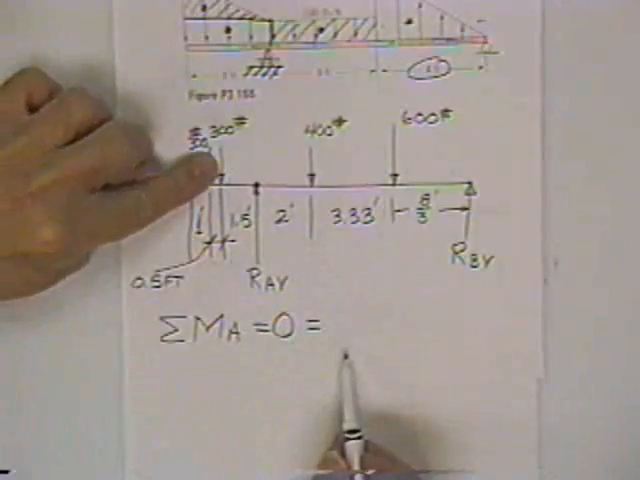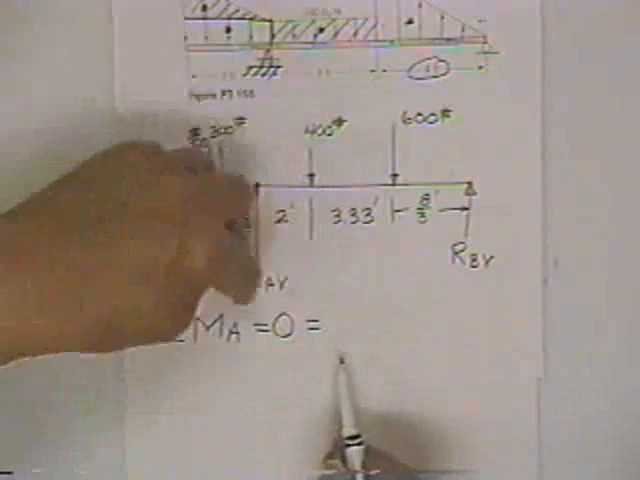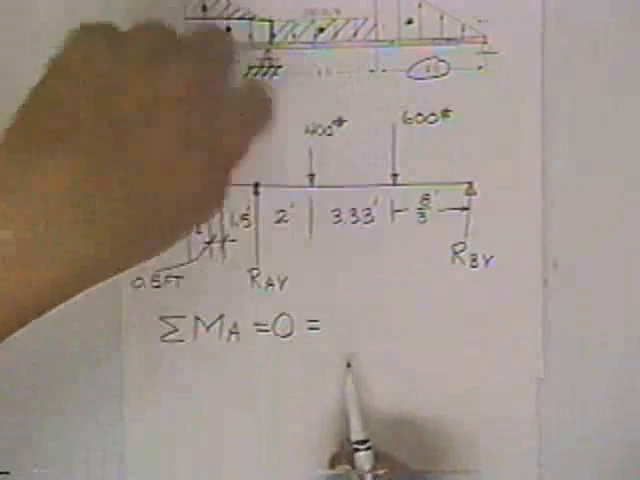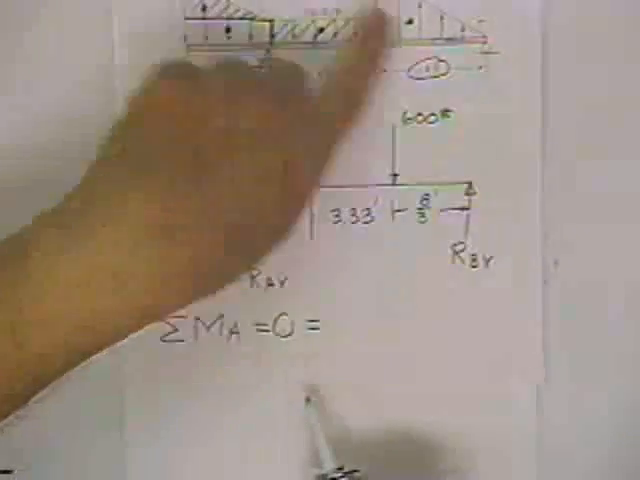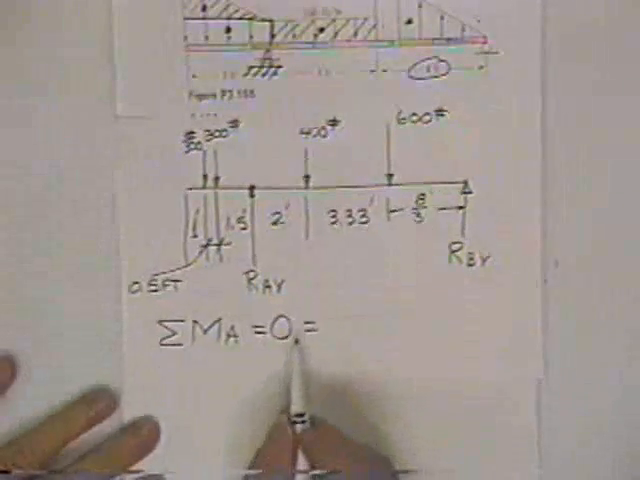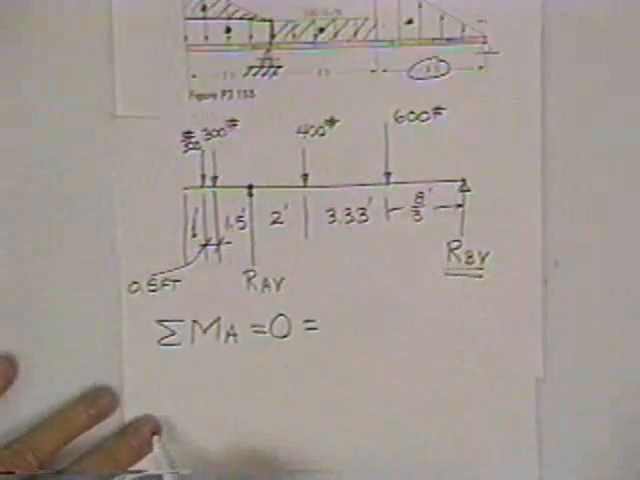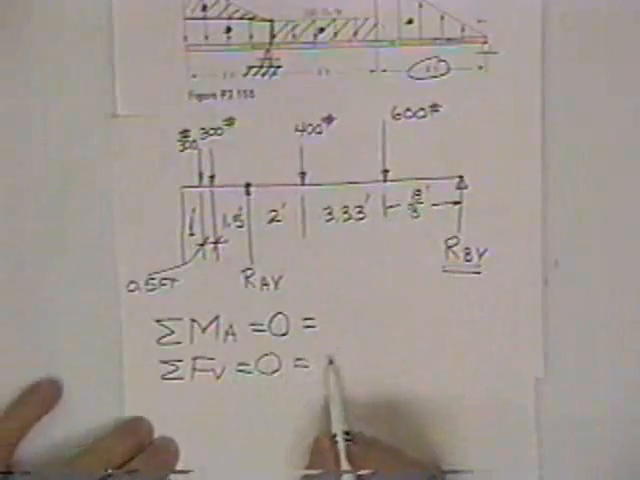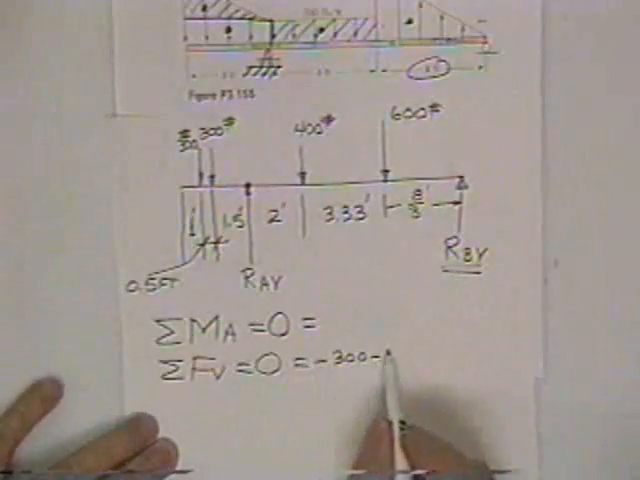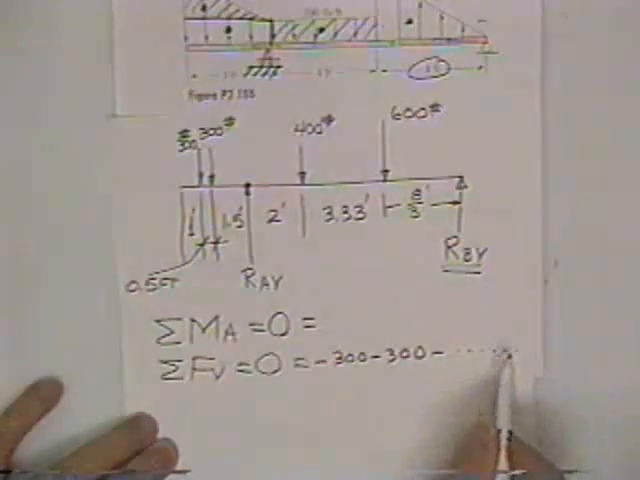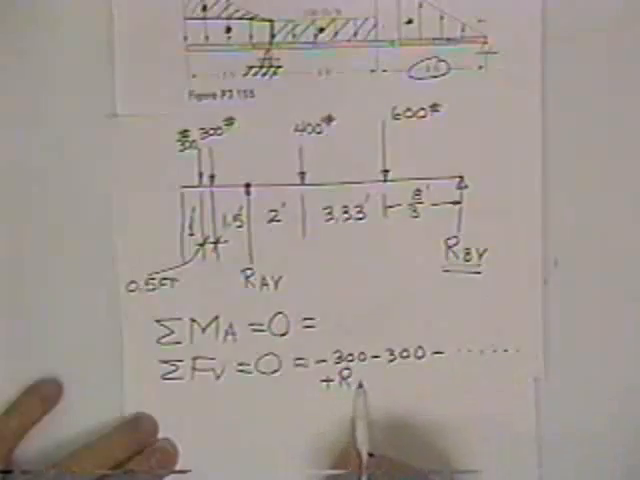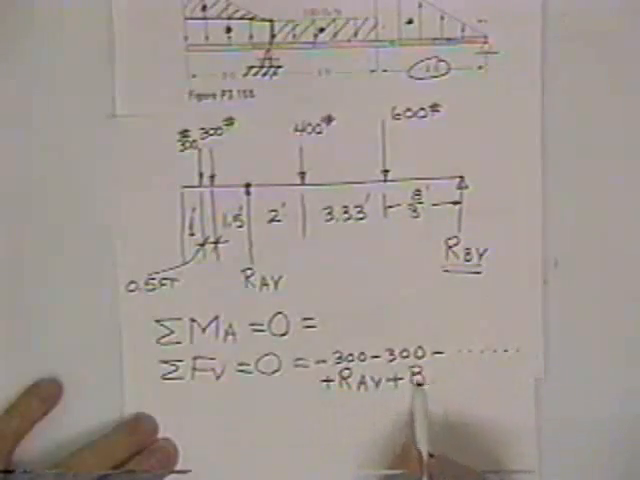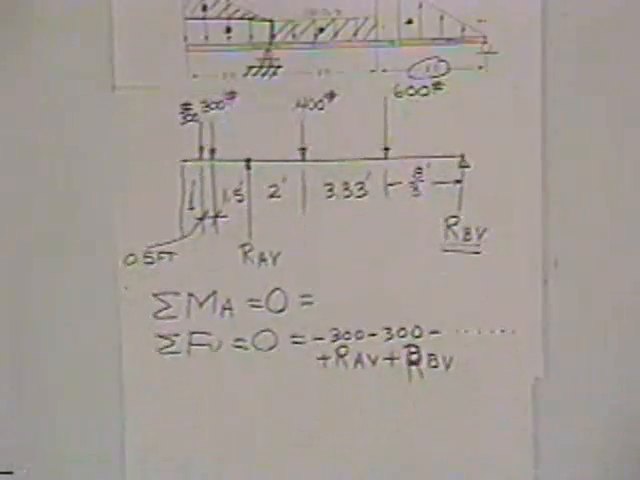300 times his moment arm, 300 times his moment arm, those are positive. 400 times his moment arm, negative. 600 times his moment arm, negative. RB vertical times his moment arm, positive. Set them equal to 0 and solve for this. Then you can sum forces in the vertical direction equal to 0, which would be equal to minus 300, minus 300, minus so and so and so and so, plus the reaction at A vertical, plus the reaction at B vertical. Alright.